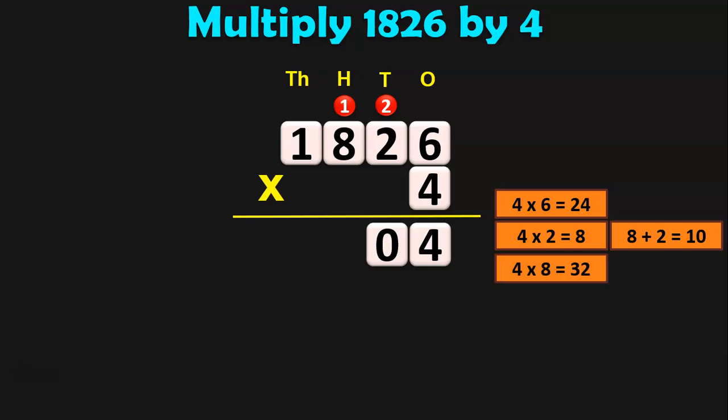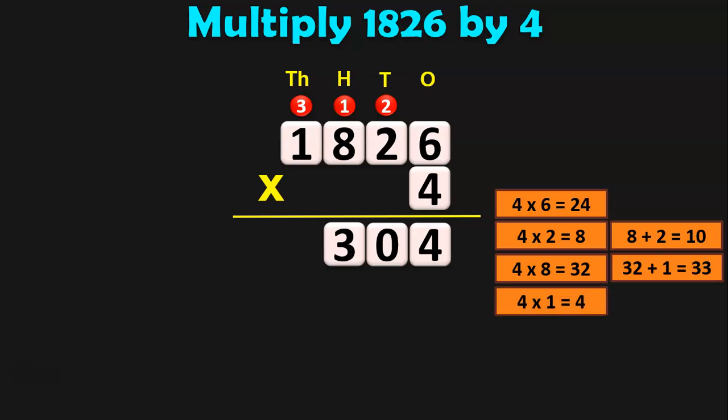Next multiply 4 by 8. 4 by 8 is 32. 32 plus 1 will give you 33 hundreds. So how will you write 33 hundreds when you regroup? 33 hundreds is nothing but 3300. So retain the 300 in the hundreds place and take the 3000 as a carryover to the number in the thousands place. Next multiply 4 by 1 which is 4.